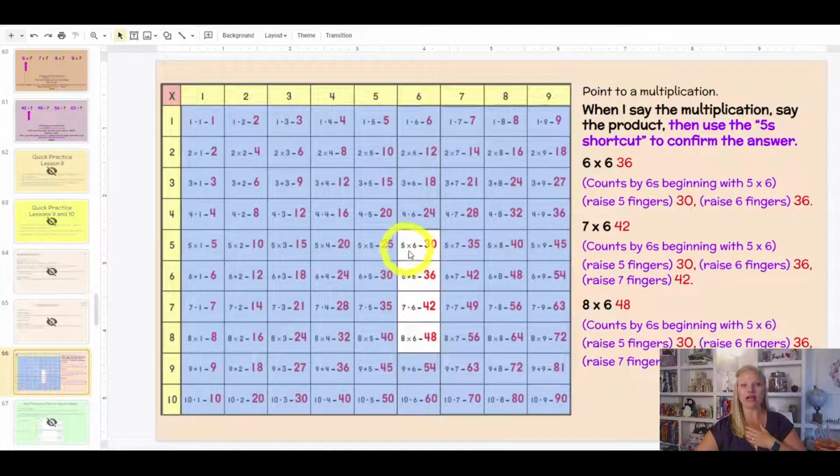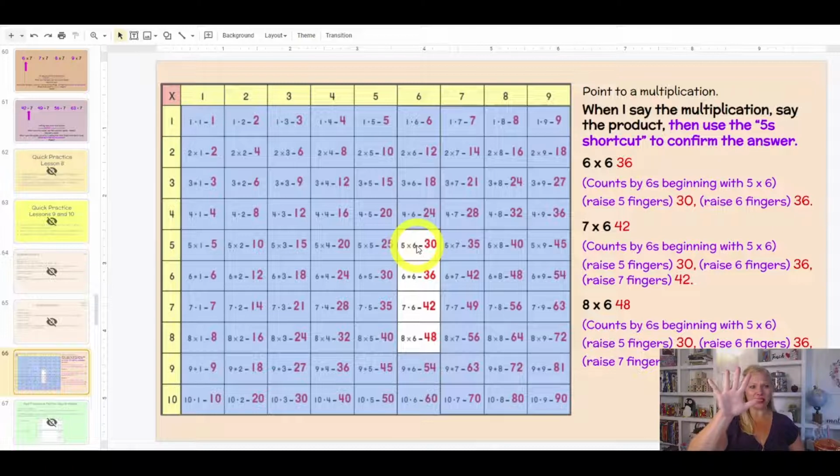So what's complicated about that is remembering what we're counting by, which is why I always rephrase it as 5 groups of 6. 6 groups of 6, I don't know. 5 groups of 6, I know. We're counting by sixes. So even for 5 times 6, I just showed it with 5 groups of 6.